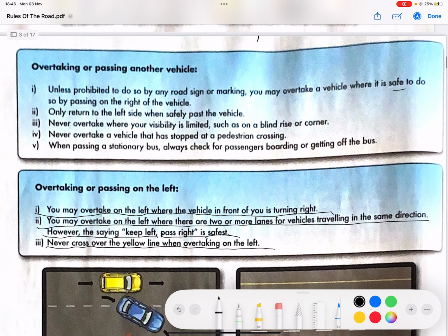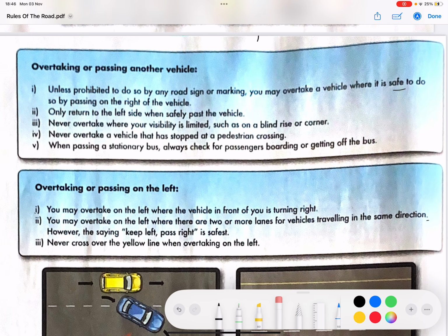Now we come on to overtaking or passing another vehicle. What are the rules of the road with regards to overtaking or passing another vehicle? Unless you are prohibited to do so by any road sign or marking, you may overtake a vehicle where it is safe to do so by passing on the right of the vehicle. Unless that action is prohibited, you are allowed to overtake.